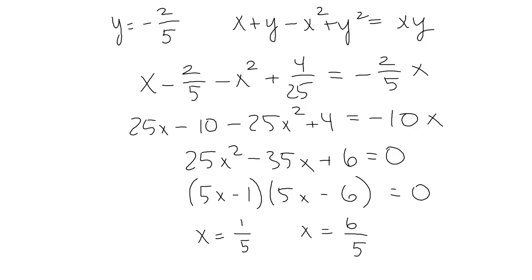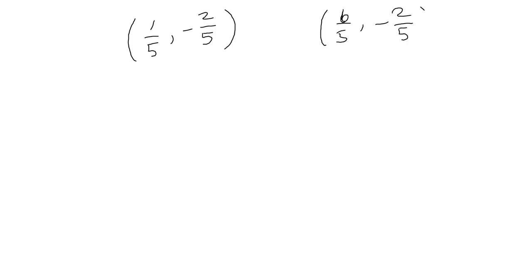So first thing we'll do with those points, right? Those are the 2 points that we've got here. Go to another new page here. Our 2 points that we've got here are the points 1/5 and negative 2/5, and then the point 6/5 and negative 2/5. Those are the 2 points we got.